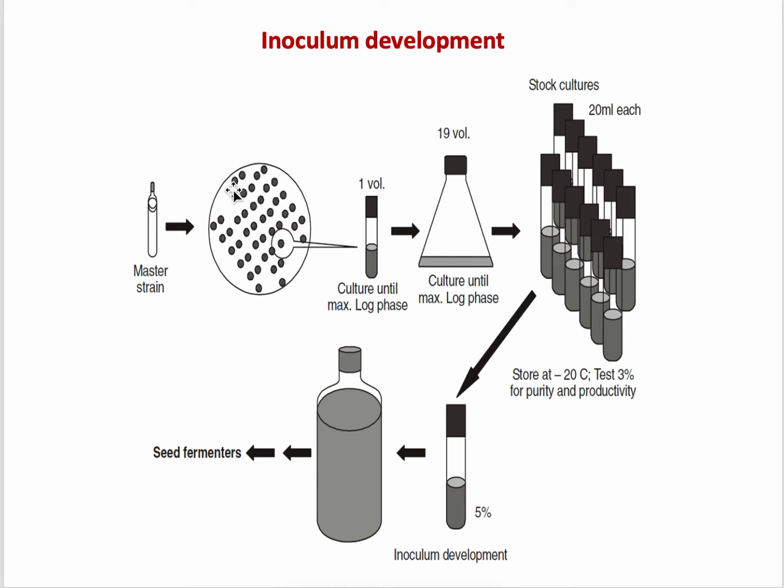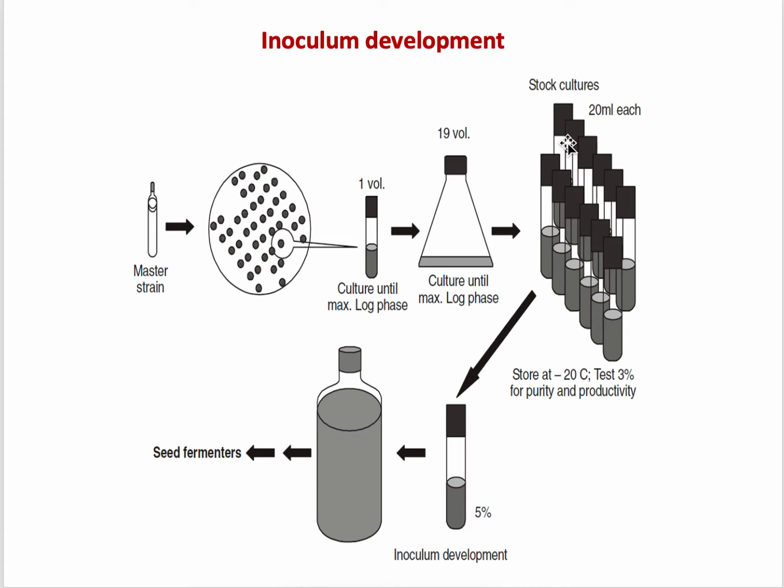In these steps we prepare our stock culture. Once we have cultured our master strain to a sufficient amount, then we aliquot them. Aliquoting means we divide them into small volumes, such as 20 ml in test tubes, and store them at minus 20 degrees Celsius. Don't put them back in liquid nitrogen. We can just store them at minus 20 degrees Celsius, and this is called the stock cultures.